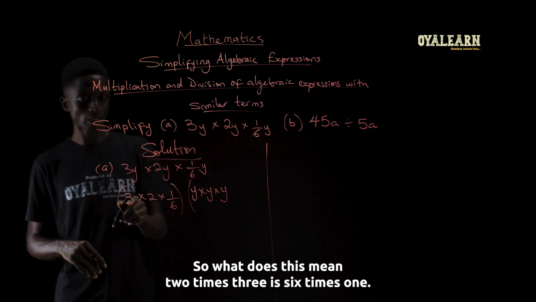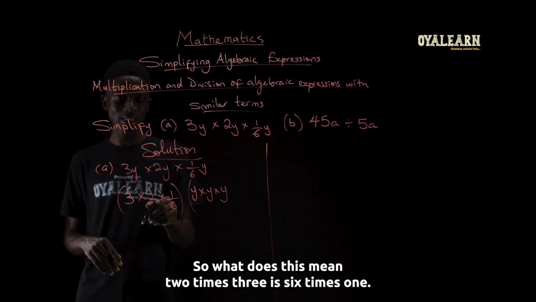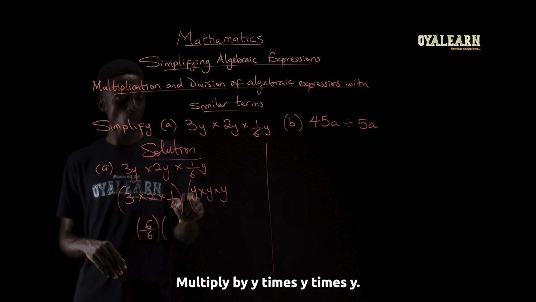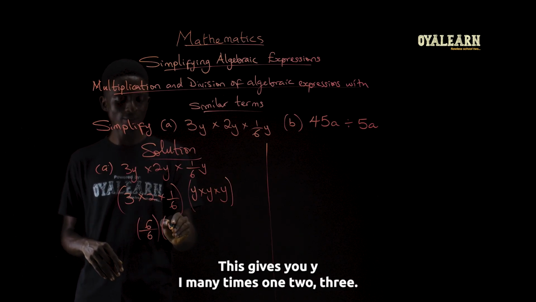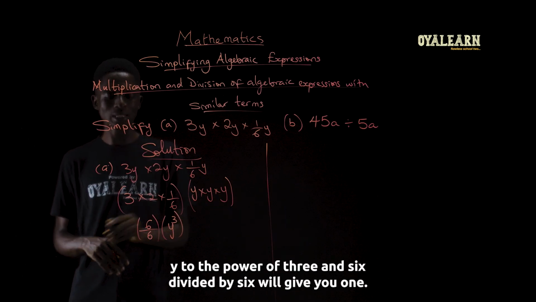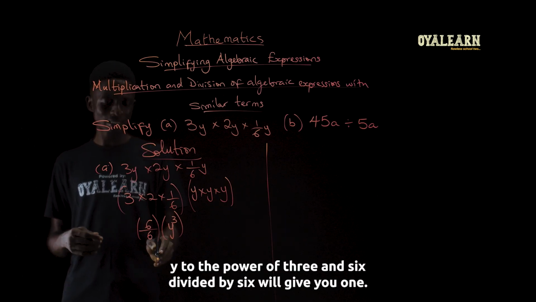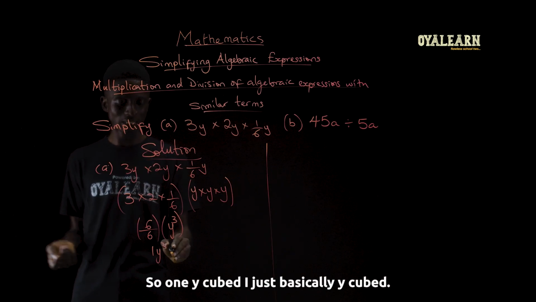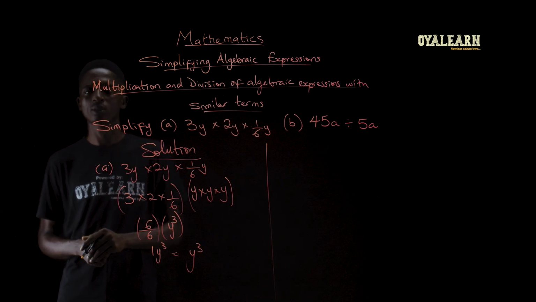So what does this mean? 2 times 3 is 6 times 1, we have 6/6. Multiplied by y times y times y. This gives you y. How many times? 1, 2, 3. So you put that as a power. Y to the power of 3. And 6 divided by 6 will give you 1. So 1y cubed, or just basically y cubed.